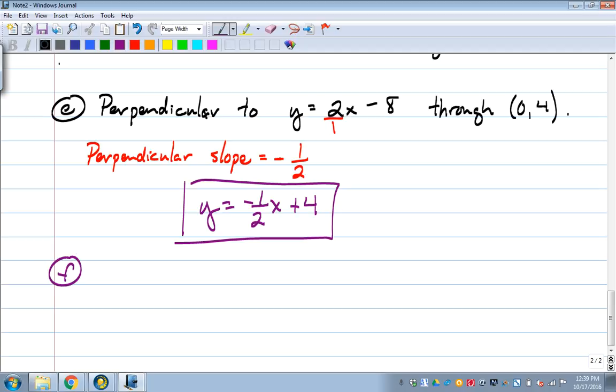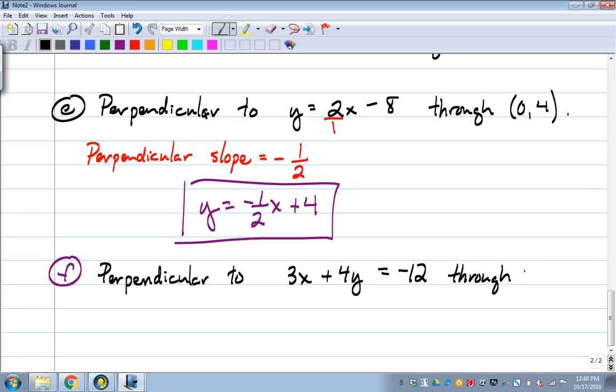Example F. Perpendicular to, let's use 3x plus 4y equals -12 through (0, -6).